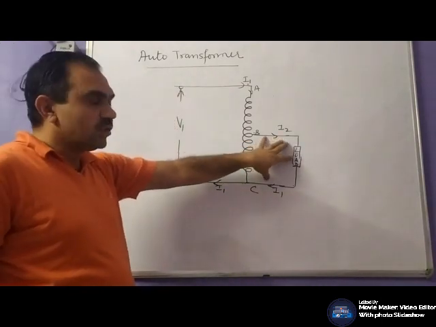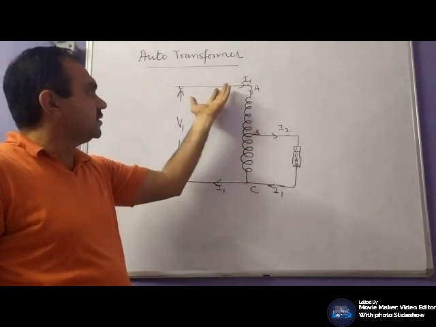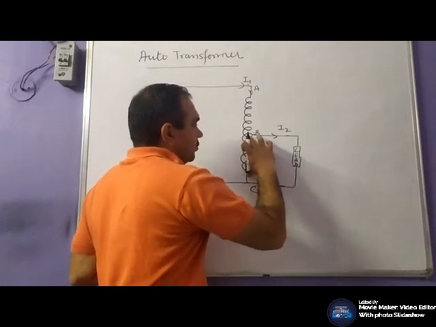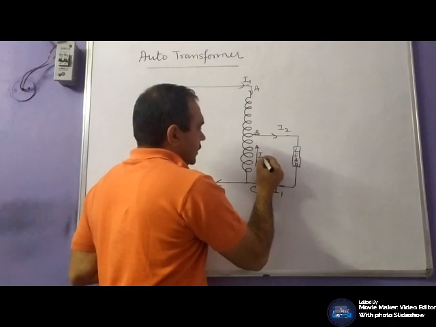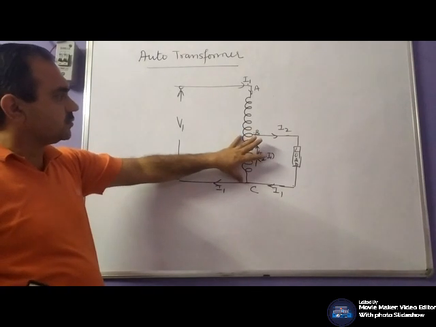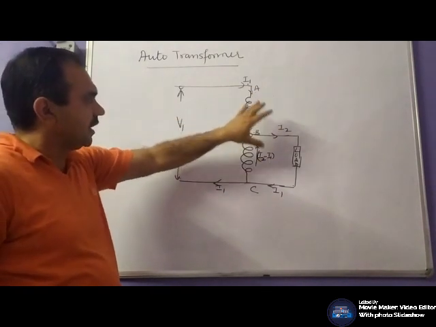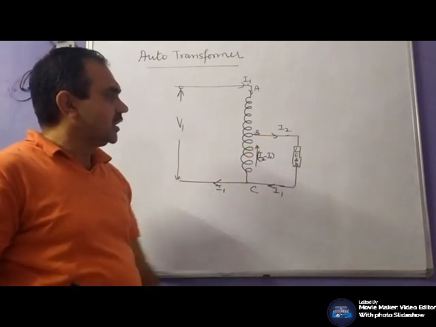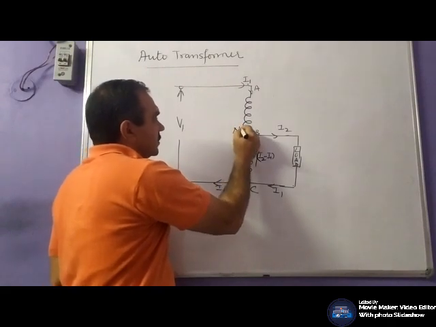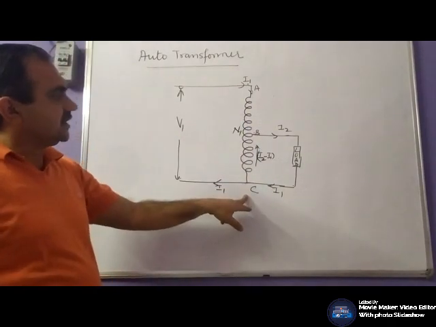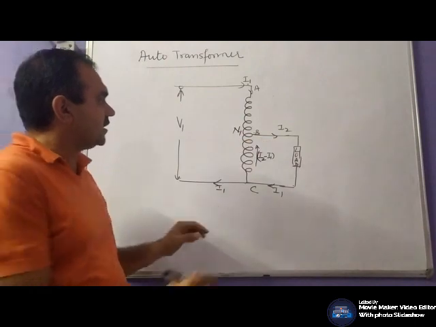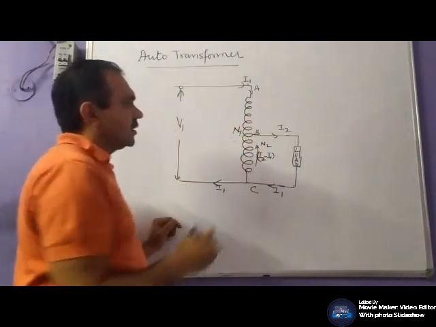Obviously this current is I2 and this one is I1. On the low voltage side, current would be higher in comparison to the high voltage side. The current in this portion of the winding would be I2 minus I1. I1 will flow in this portion of the winding, and I2 is the load current. The number of turns on the primary side is considered to be N1, so here N1 is AC. And the number of turns on the secondary side is BC. Let it be N2.